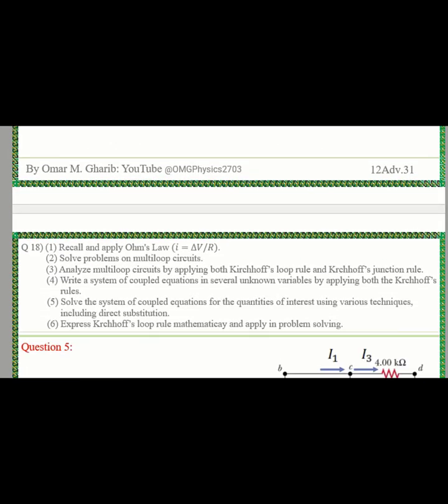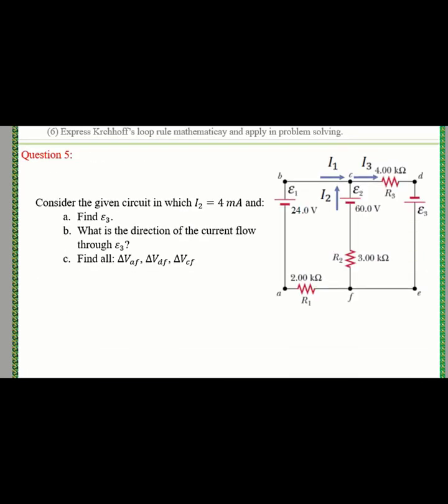Now for question number 5, same goal. Consider the given circuit in which I2 equals 4 milliampere and find epsilon 3. What is the direction of the current flow through epsilon 3? Find also delta VAF, delta VDB, and the current from C to F. It is not a classical question. You need to think here.